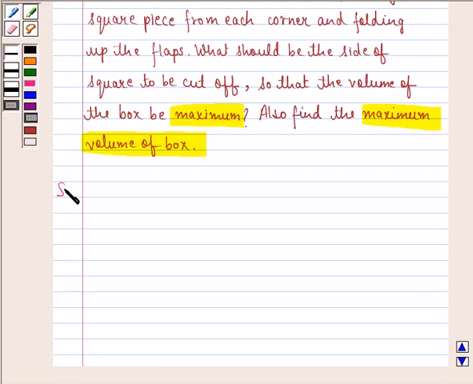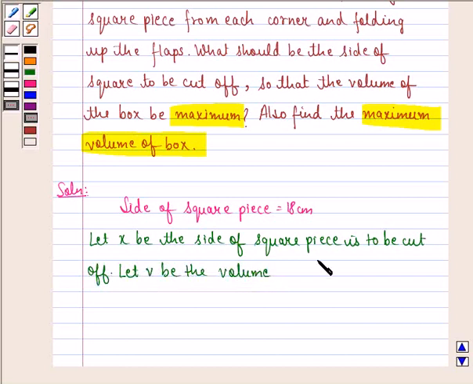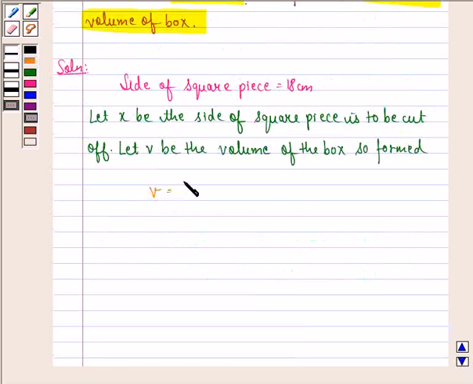So, let us start with the solution to this question. In the question, we are given side of square piece is equal to 18 cm. Let x be the side of the square piece to be cut off. Let V be the volume of the box so formed. Then V is equal to (18 minus 2x) the whole square into x.